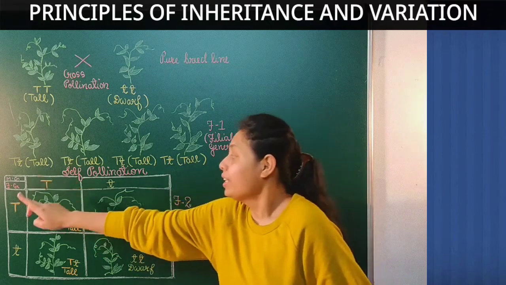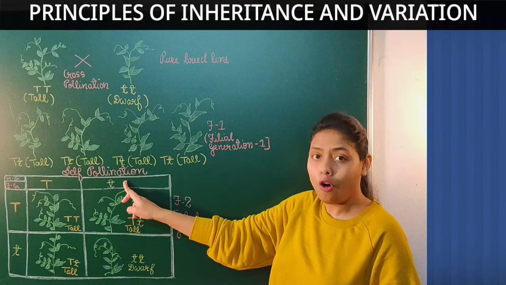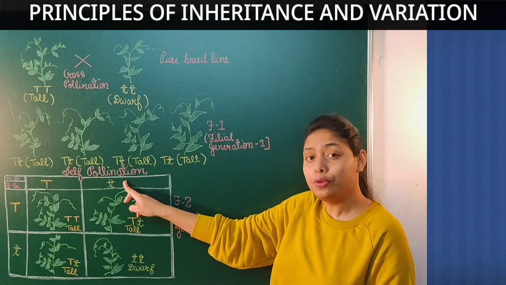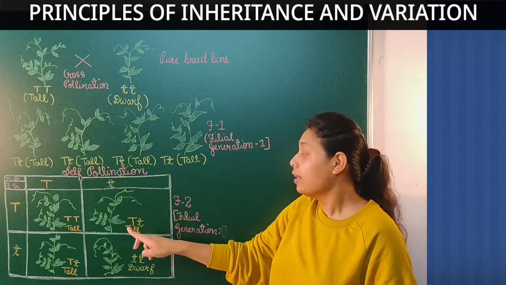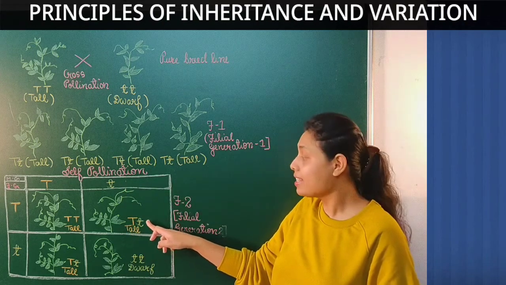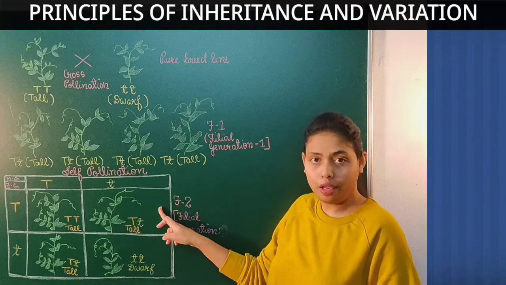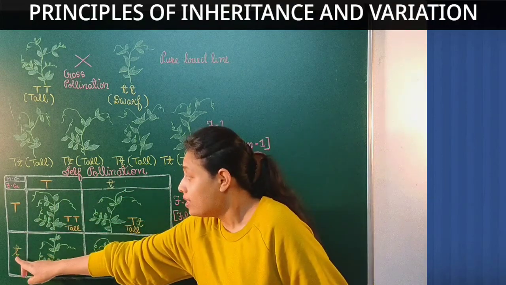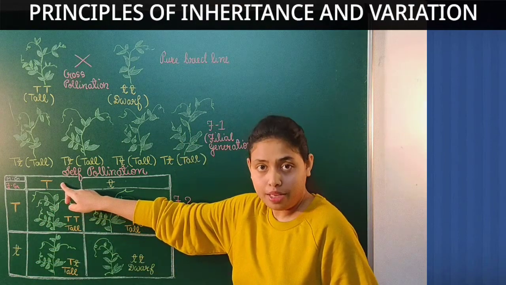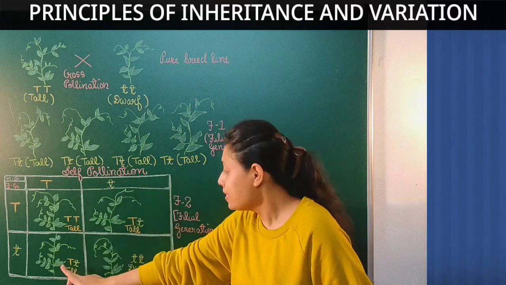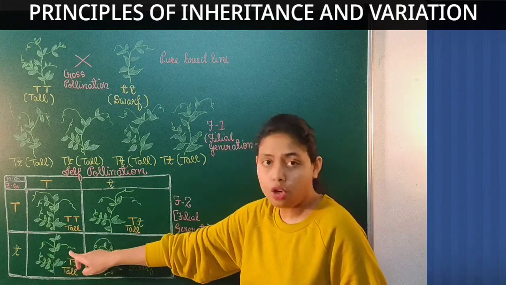Then again, capital T of a female gamete fuses with the small t of a male gamete. After the fusion or fertilization, the genotype expression formed was capital T and small t. Again, as capital T is present over here, which is a dominant allele or a dominant gene, the phenotype will be tall. Then the small t allele of the female gamete fuses with the capital T of the male gamete. The combination formed is capital T and small t. Again, a dominant allele is present. That means the phenotype will be tall.